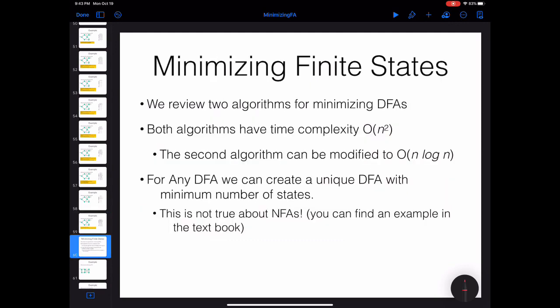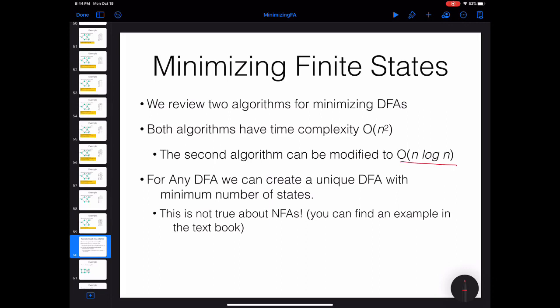But an interesting thing about this algorithm is that the time complexity of the second algorithm can be modified. You can modify the algorithm. You can make it better and reach O of n log n. This is the good thing about the second algorithm. This is something that makes it more fun than the first one.